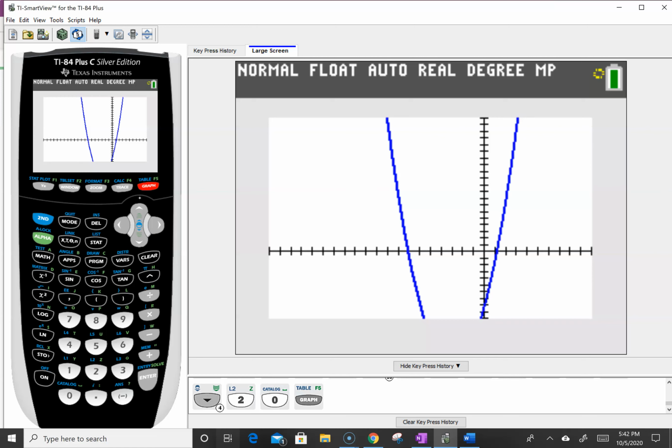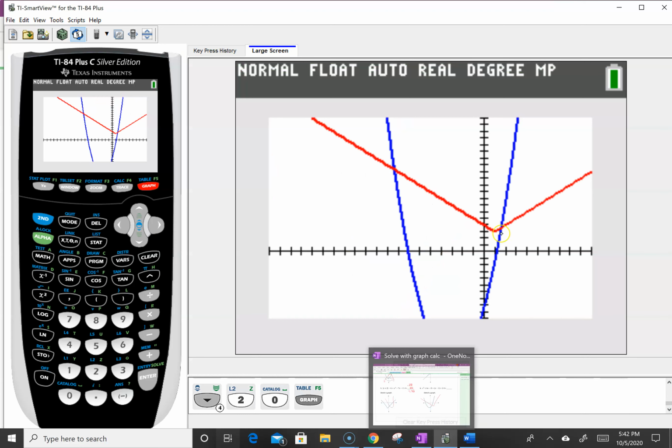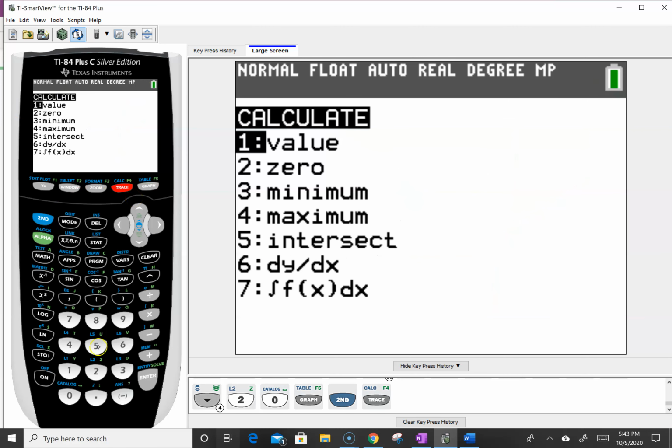Okay, here's my parabola. And oh, look at that. Now I can see both intersection points. Okay, so if we were to graph it, my parabola, and then I've got my V. All right, we already calculated this intersection point on the right, so now I need to do the one on the left. So I'm going to do second calculate, intersection.